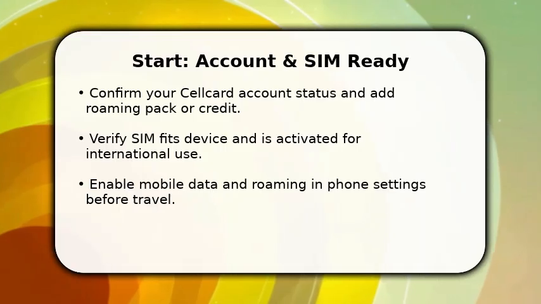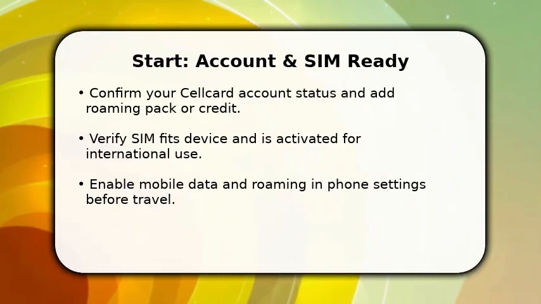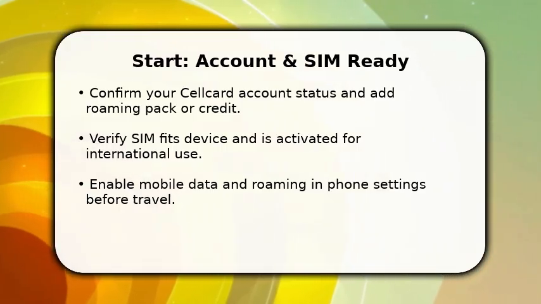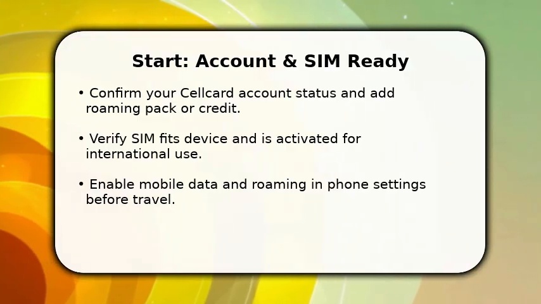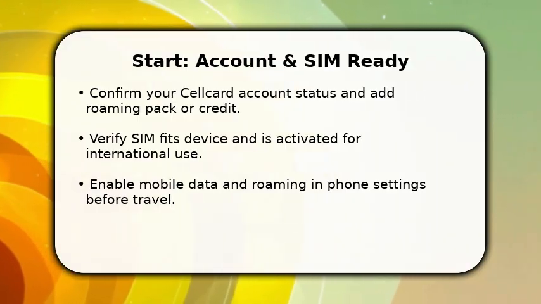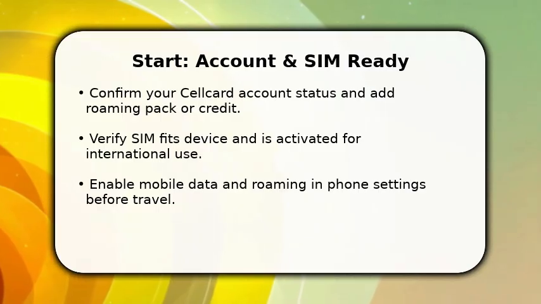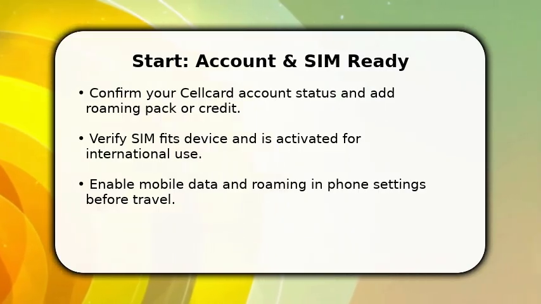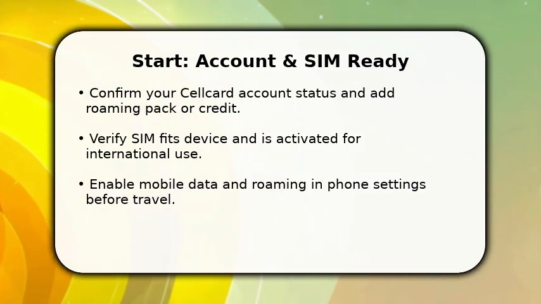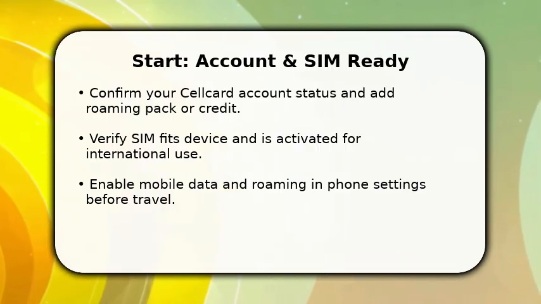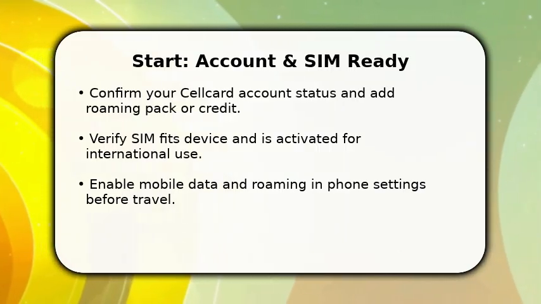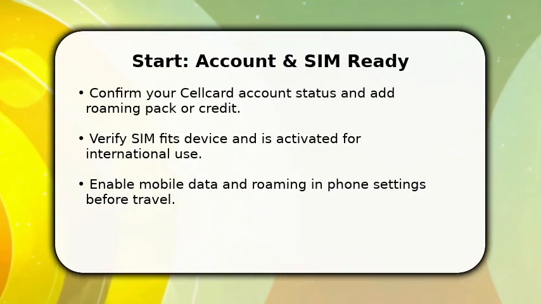You start by confirming your Cellcard account is active and has an appropriate roaming pack or enough credit. This prevents blocks. Once done, verify the SIM is inserted correctly and that roaming is allowed on your plan, because carriers block unmanaged roaming. Next, enable mobile data and data roaming in settings. This is the first actionable step.